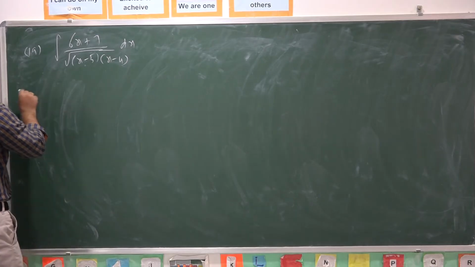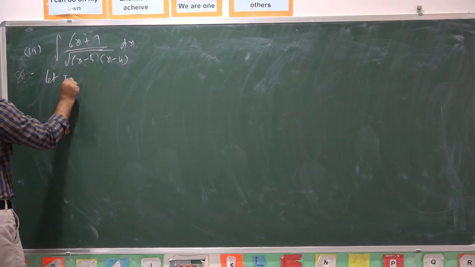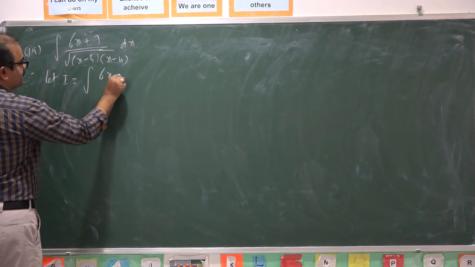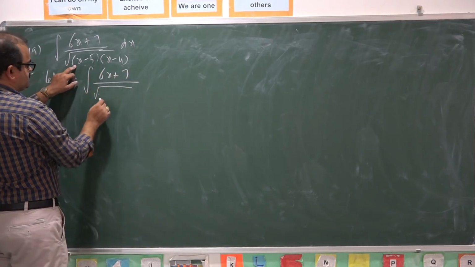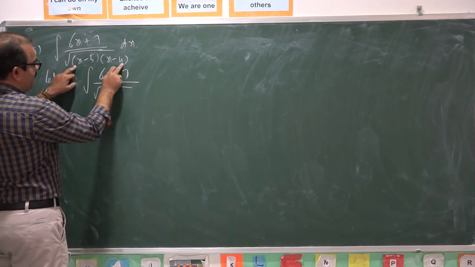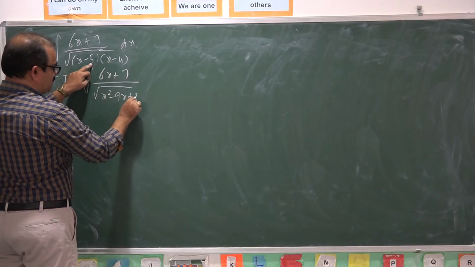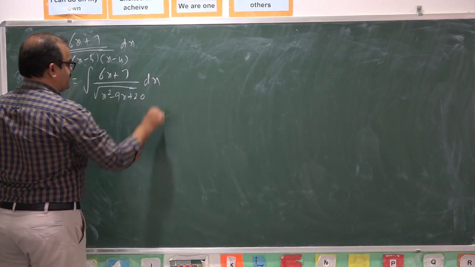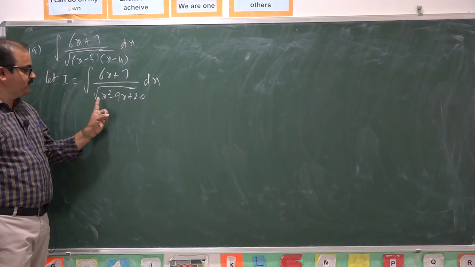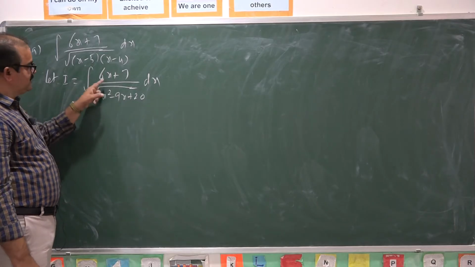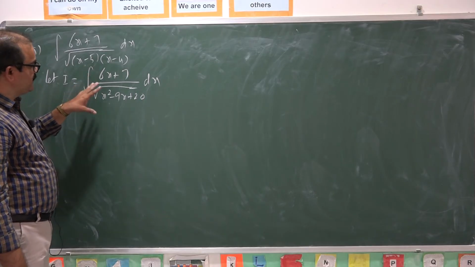Multiply these two terms. First let the given problem be I. Let I is equal to integral of 6x plus 7 by root of, multiply these two terms, x into x, x square, minus 4x minus 5x, minus 9x, minus 5 into minus 4 plus 20 into dx. What is the linear form? 6x plus 7. What is the quadratic form? x square minus 9x plus 20. But the linear form is not the derivative of this quadratic form. So we apply a special type.